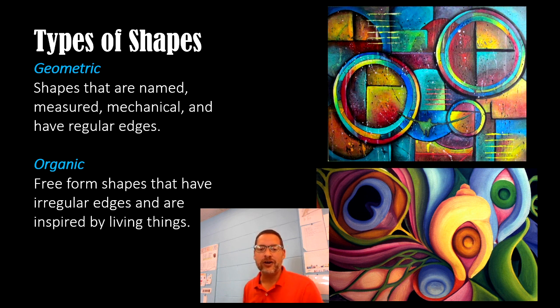Organic shapes are more free form, they're flowing, they're what you would see in nature. When you go up to the beach and you pick up a seashell, that is an organic shape. Your head is an organic shape. It's free formed. There's no super sharp edges. Animals, think of living things. That's what organic shapes are. So our shape lesson is that simple.